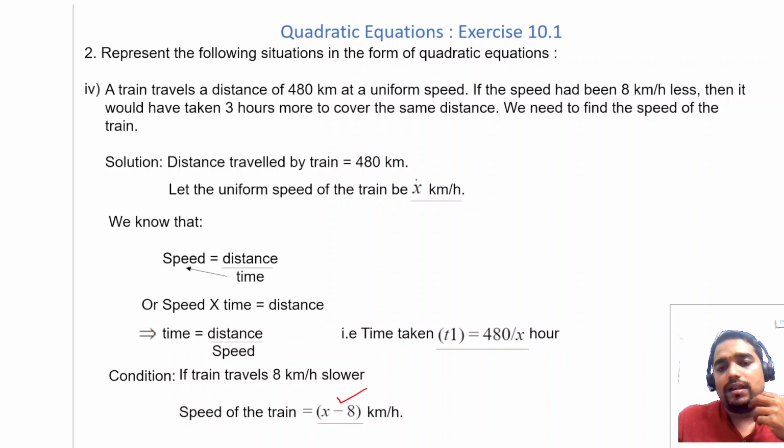Initially, it was traveling at a speed of x kilometers per hour. Since it has reduced its speed by 8 kilometers per hour, therefore the speed in this revised condition would be x minus 8 kilometers per hour. Similarly, the time taken for the second condition, he is giving a condition. So we will come back to the condition.